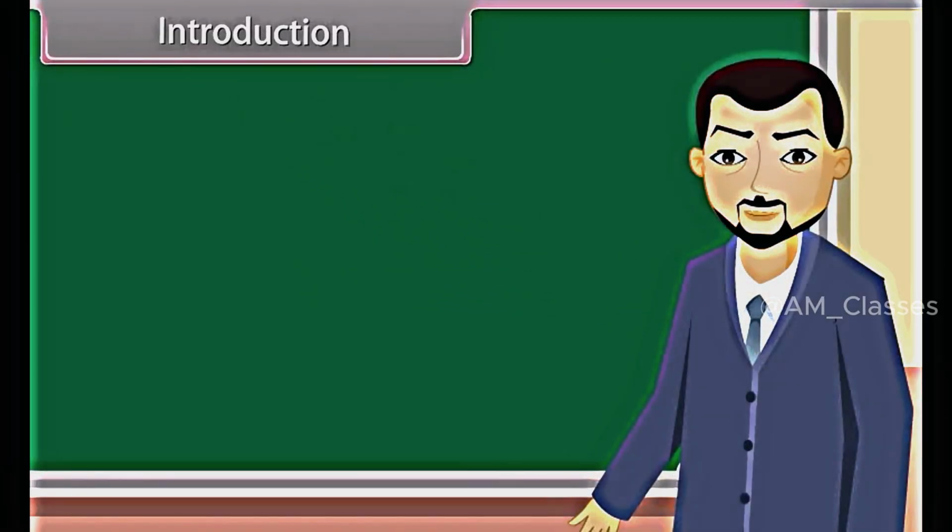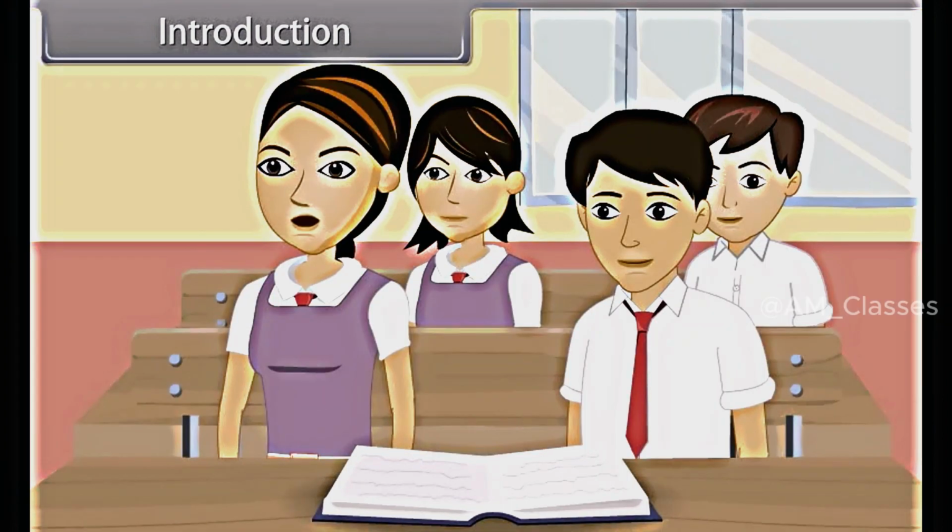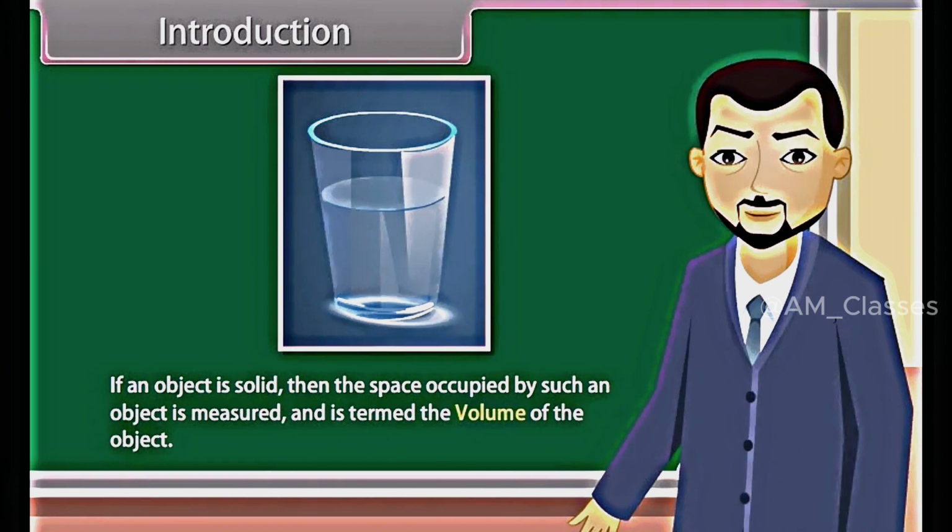Introduction. This is a glass which is half filled with water. We can easily measure the capacity of the glass or the volume of water which is contained by the glass. Teacher, what do you mean by volume? If an object is solid, then the space occupied by such an object is measured and is termed as the volume of the object. Come, I will teach you more about volume today.